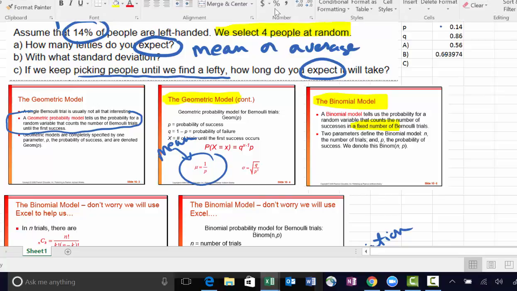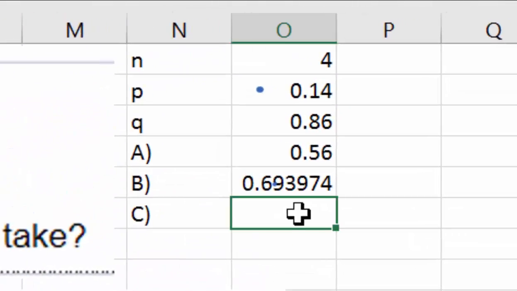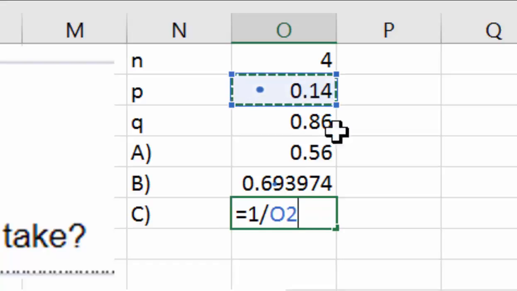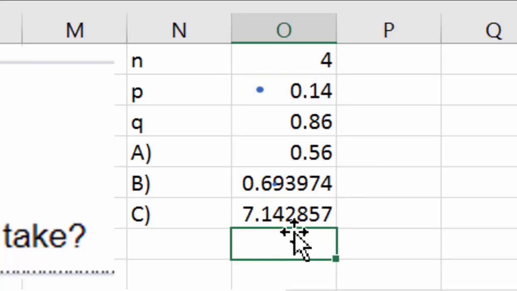So we'll come over here in part C, we'll do equal sign 1 divided by our P, which is here, the 0.14, which lives in cell O2. And I'll click enter. So we would expect to have to pick 7 people until, I think they want it rounded to 2 decimal places, so 7.14 people before we would find a lefty.